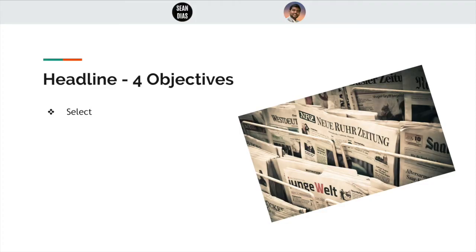Here you have to select the audience first, because you have to narrow down the audience in order to get their attention. The second objective is to attract them. The third objective is to communicate a complete message. The fourth objective is to redirect the attention of the reader into the body copy.